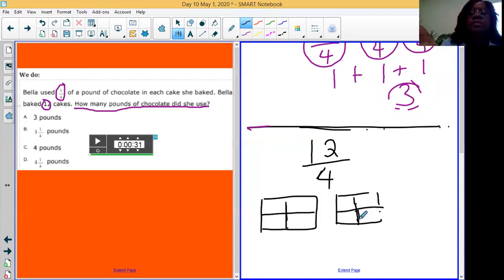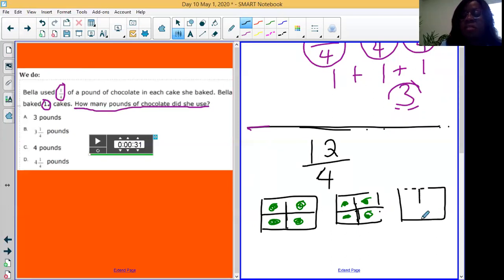Okay, so let's count my fourths. 1/4, that's 2 fourths. 3/4, 4/4, 5/4, 6/4, 7/4, 8/4. Need to draw some more because I need 12. And remember, I'm dividing them into fours because my denominator is 4.